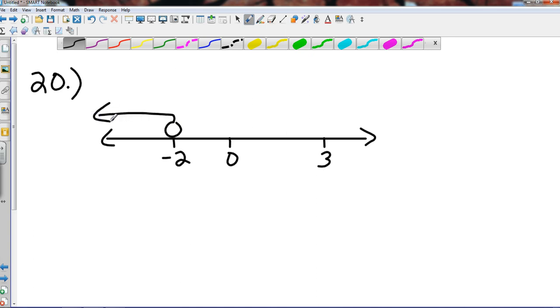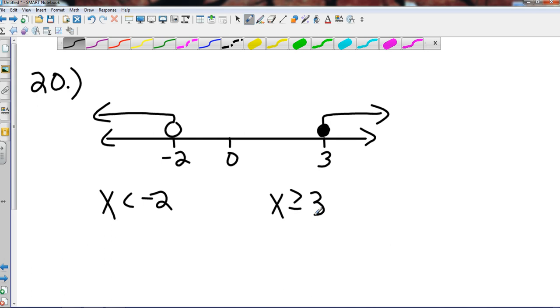So above the 3, what should I have? A closed circle. And an arrow to the right. Now, some of you might have missed this part on the review. In the directions, it says write them and graph them. So if you put it on the graph, that's the first part. But over in the space to the right, you should also have x is less than negative 2. And you should have x is greater than or equal to 3.